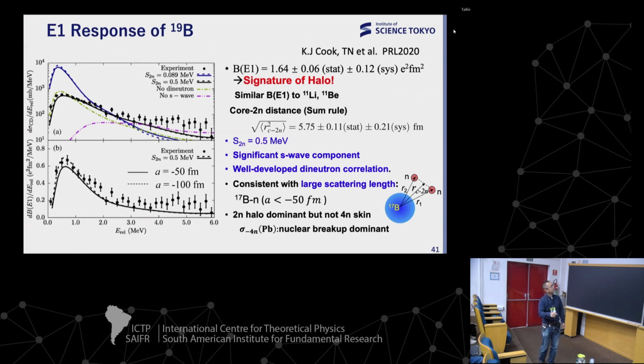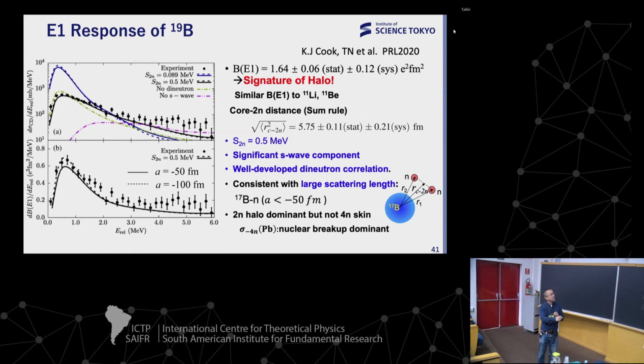So this is a summary of what we saw. By the way, maybe I should also tell you that after dividing by the photon number, we got B(E1) as a function of relative energy, and these are the experimental points. We also compared the scattering lengths between boron-17 and a neutron, minus 50 femtometers or minus 100 femtometers, and, well, we cannot distinguish, but at least the scattering length amplitude is very large. That is sure. So to summarize, this is the summary.